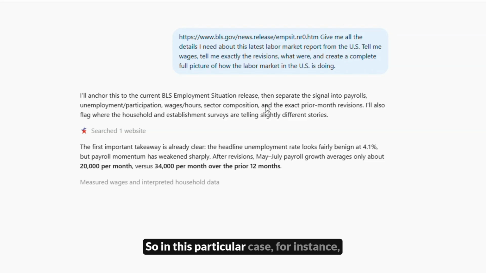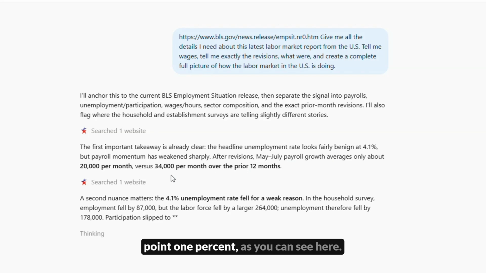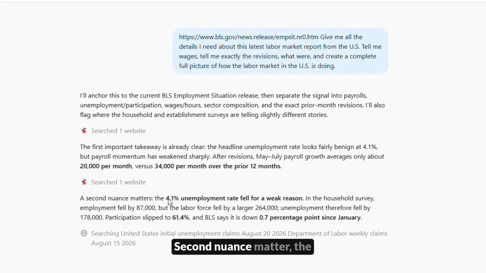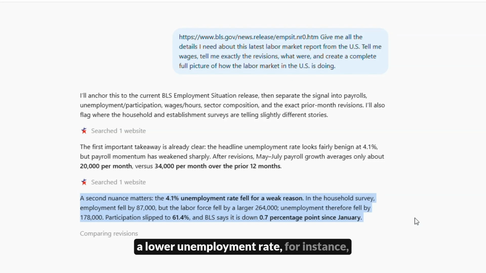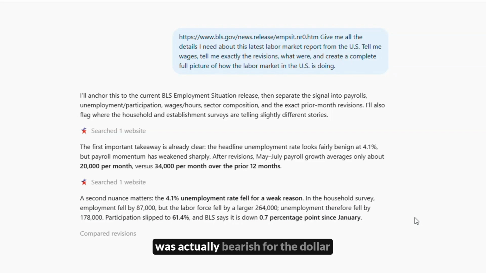So in this particular case, for instance, the unemployment rate fell to 4.1%, as you can see here. Second nuance that matters: the unemployment rate fell to 4.1%, but for a weak reason, because the participation rate fell. Now this is so important. If you want to understand the data fully, don't stop at the surface headline numbers. You have to go deep, because in this case, a lower unemployment rate was actually bearish for the dollar.